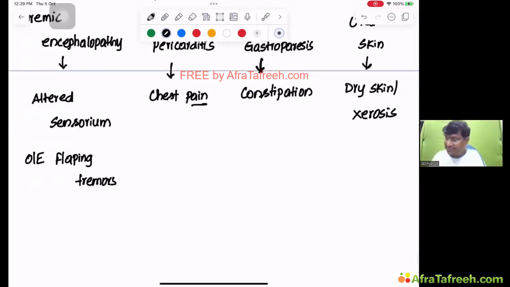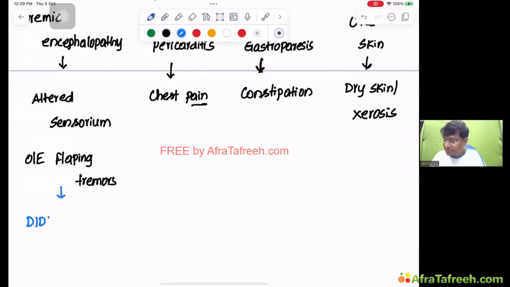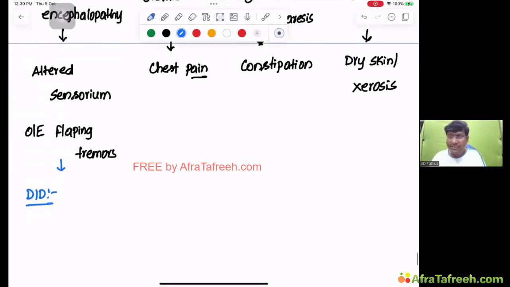Then you should know at the same time, can anyone tell me what the differential diagnoses for flapping tremors are? Anyone? What are the other conditions? The other conditions, very good, Jacob. You also have that in case of hepatic encephalopathy.